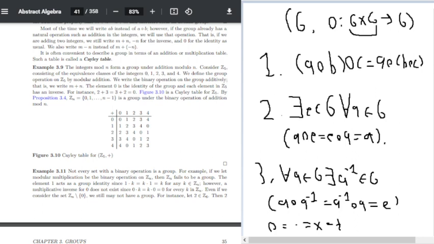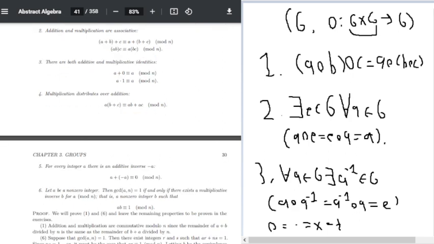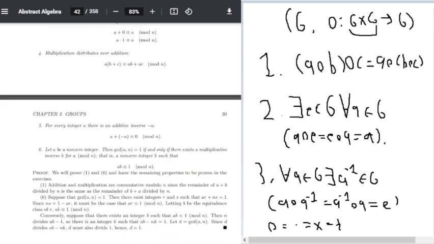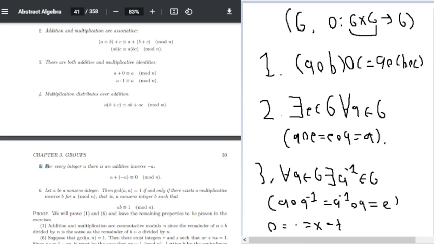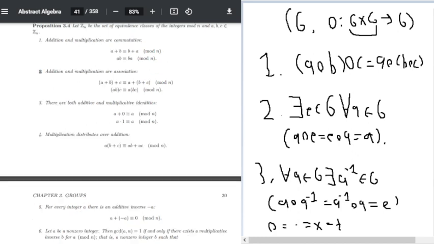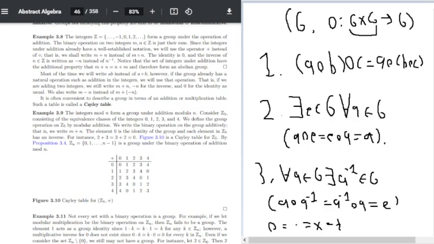Now, going back to proposition 3.4, note that first, we showed that the operation was commutative, we showed that it's associative, we showed that there are additive and multiplicative identities. For the multiplicative identities, we don't worry about that too much right now, we just worry about the additive identities. The distribution, don't worry about that right now. For every integer a, there is an additive inverse negative a. And like those, parts 5, 2, and 3 are the actual things that turn this into a group. All right, so going on.